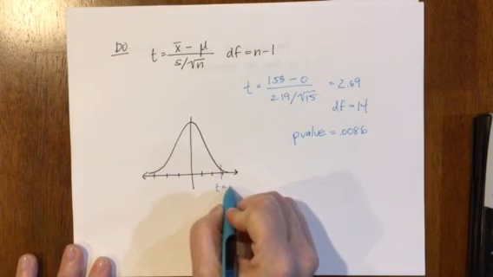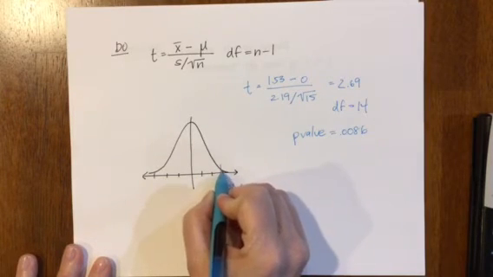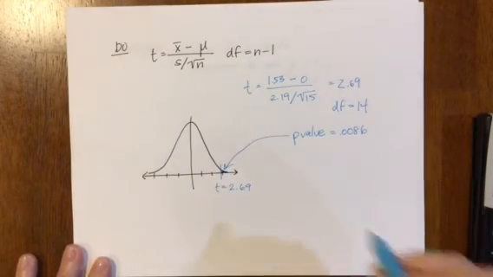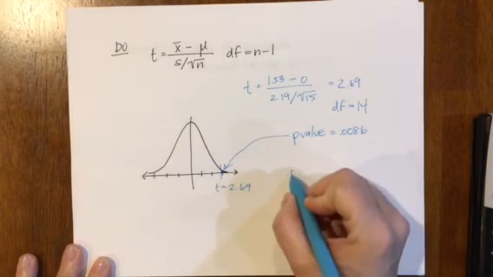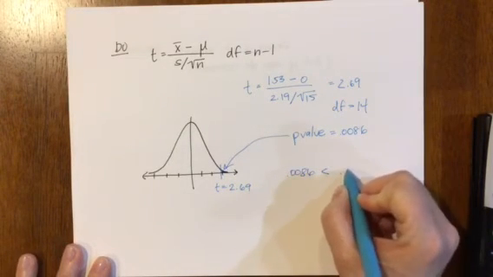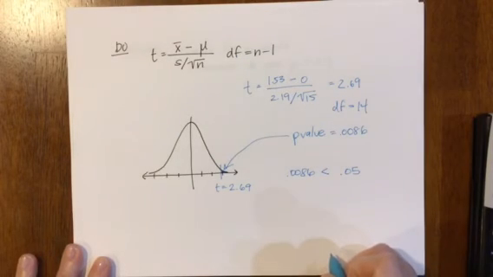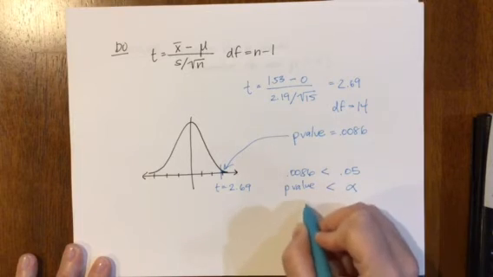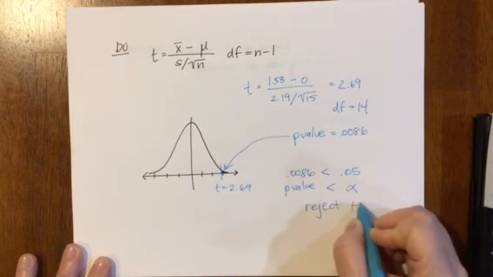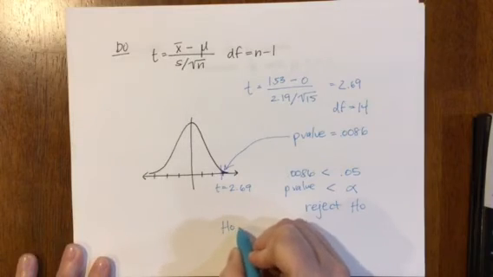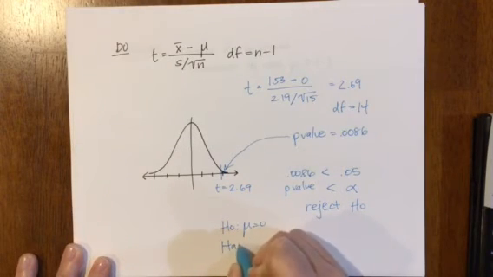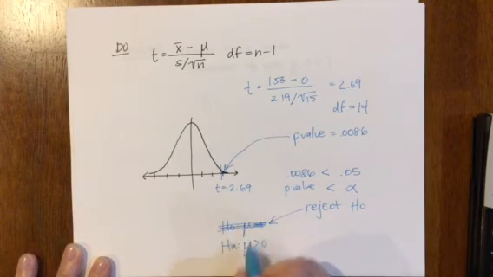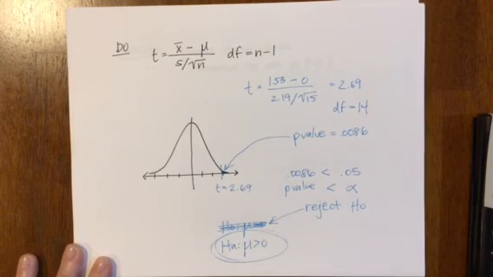So 2.69 would be somewhere around here, and it's greater than, so it's just a tiny little piece right there, and that piece is about 0.0086 or 0.86%. That's a really small p-value, smaller than the 5% alpha that we chose in the beginning. So when the p-value is less than the alpha, we say reject H0. So you're saying that when we said that H0 mu equals 0 and HA mu is greater than 0, you said reject that idea. This idea cannot be true, which means you proved that.